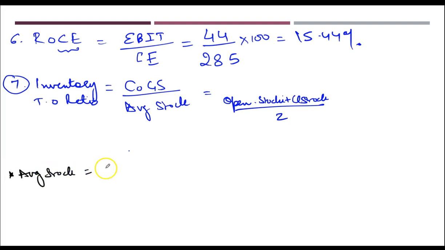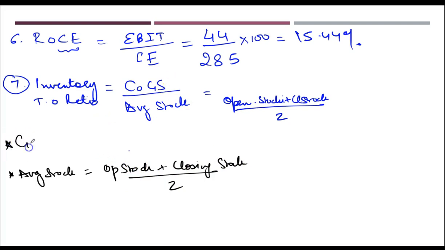ठीक है, ये हमने पढ़ा था कि एवरेज स्टॉक हम कैसे कैलकुलेट कर सकते हैं, ओपनिंग स्टॉक प्लस क्लोजिंग स्टॉक, ये दोनों वैल्यूज हमें दे रखी हैं, डिवाइडेड बाय 2, ठीक है। अब दूसरी चीज जो इसमें हमें कैलकुलेट करनी है वो है cost of goods sold. The next thing that we have to calculate is cost of goods sold.